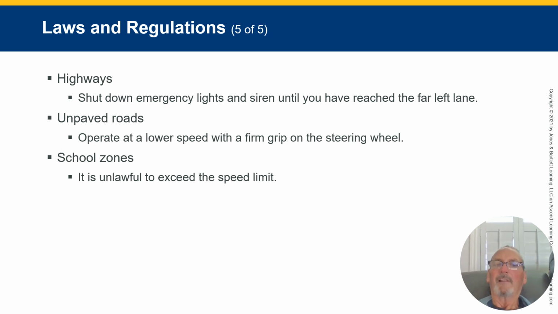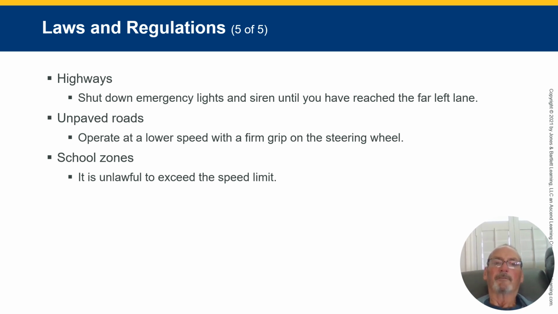Highways: shut down emergency lights and sirens until you reach the far left lane. Some of these highways are 6 lanes wide, and you're going to get hung in traffic and trying to get scooted over the whole time your siren is blaring. Same way, I've seen them go to a railroad crossing and the train is going. It's not going to make the train go any faster with you sitting there with your lights and siren blaring. Might as well turn that siren off, put it in park, and wait for the train to go by, because the conductor didn't see you. He can't stop that train on a dime.